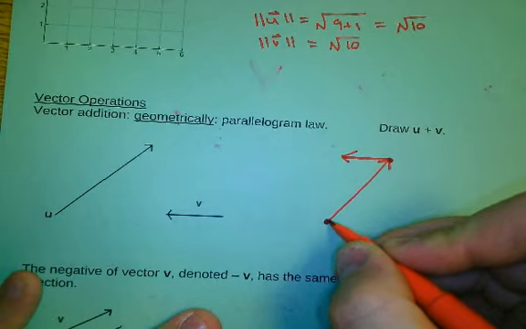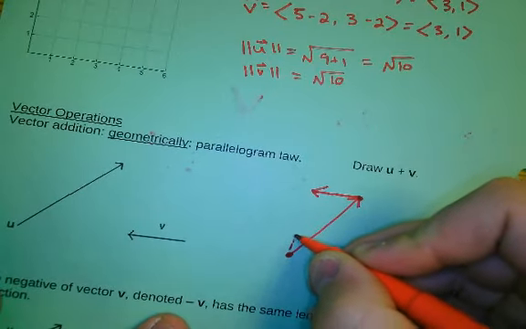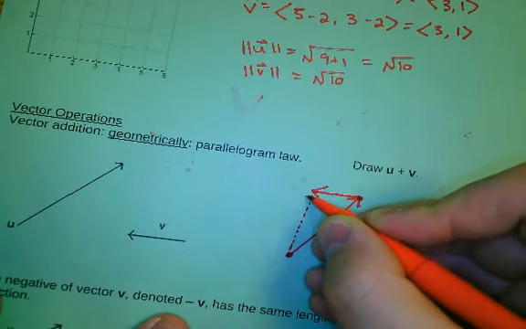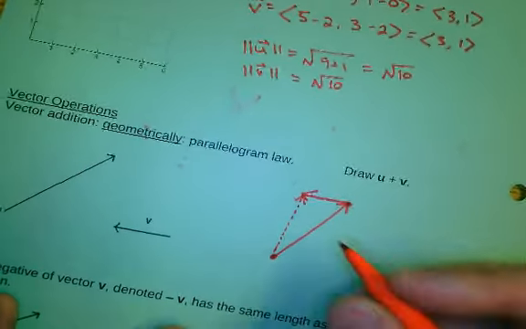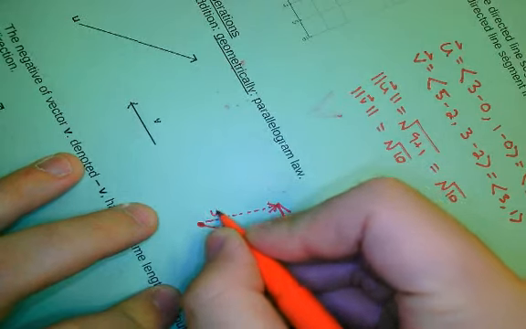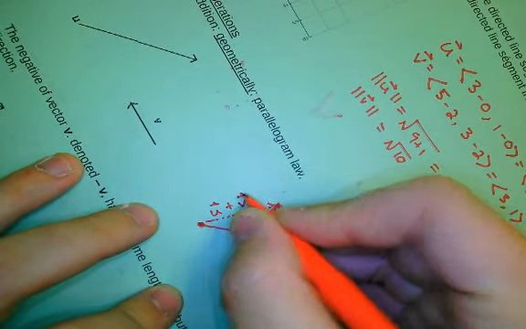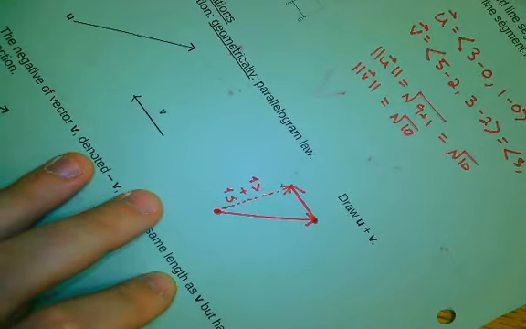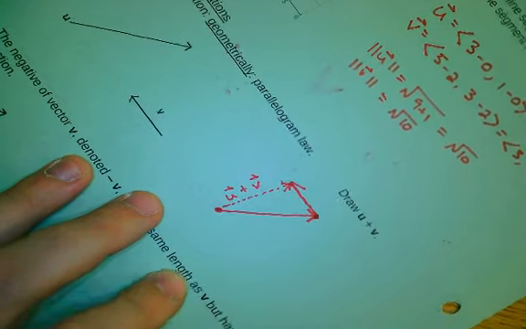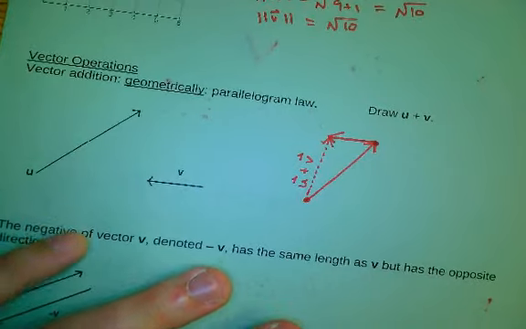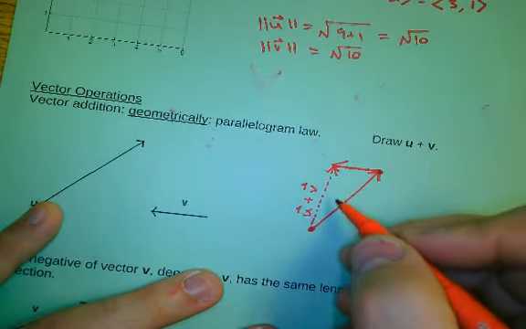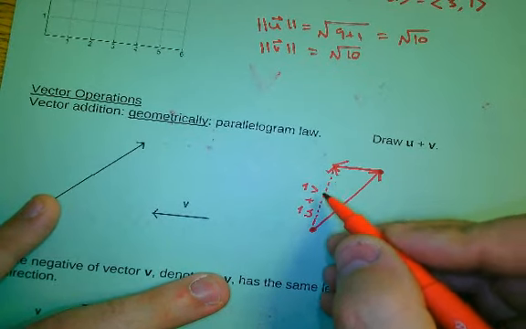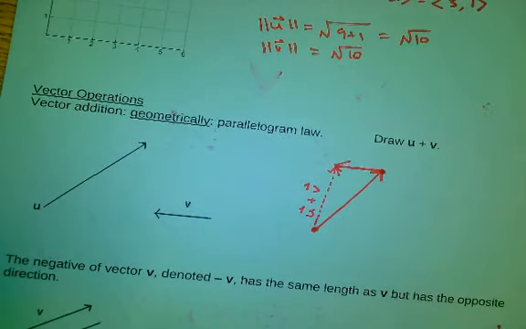So now from the start to the finish, I'm going to draw a little bit of a dotted line. Who remembers what I called this from a couple classes ago? Yeah, this is the resultant, which is going to be u plus v. So if you just add the two vectors, you're going to get this resultant vector right here.